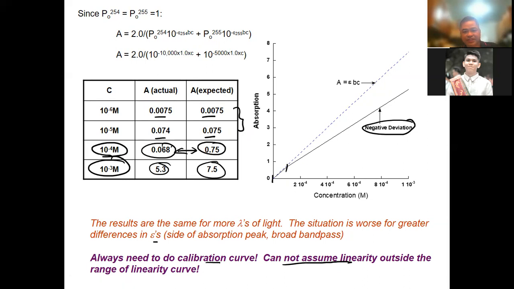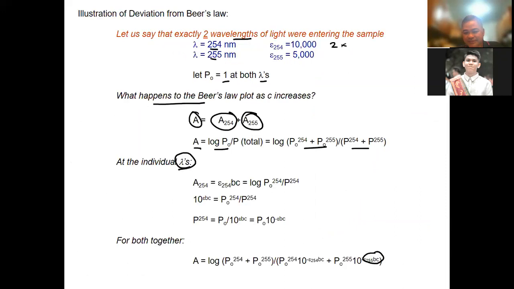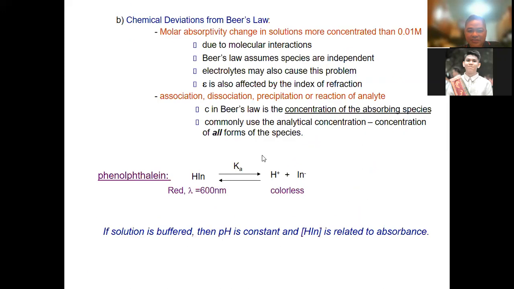Okay, and this is what we call instrumental deviation. It has something to do with the response of your instrument, the presence of stray light or the so-called polychromatic light. Now another deviation that you can have from Beer's law is what we call chemical in nature.